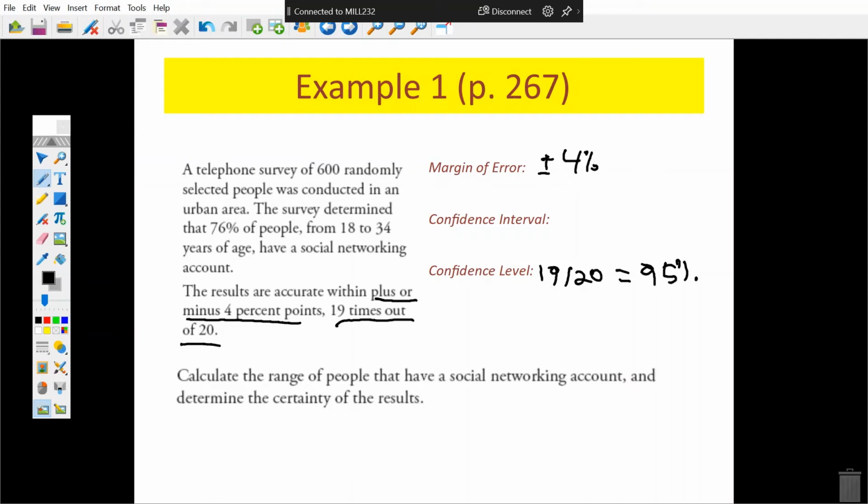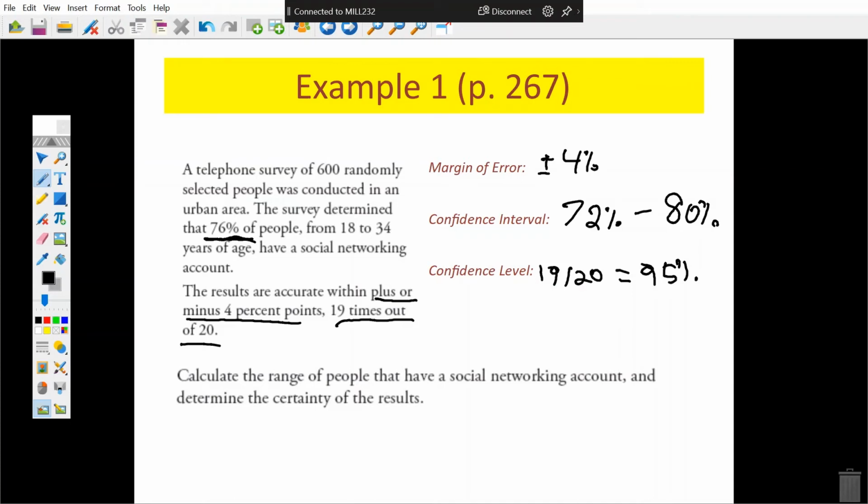And to find the confidence interval, you go to the percent they selected. They determined 76% of people had a social networking account plus or minus 4 percent points. So 76% minus 4 would be 72%. And 76 plus 4 would be 80%. So they are 95% confident that between 72 and 80% of people have a social networking account.